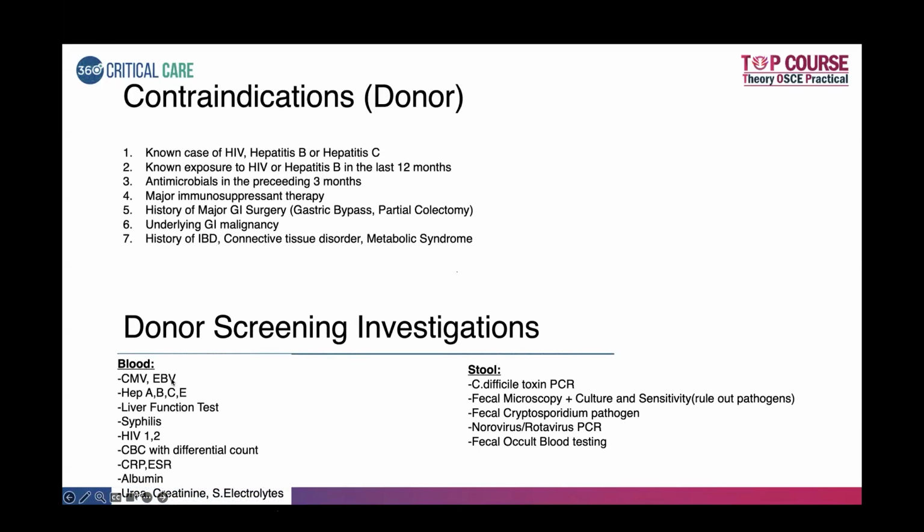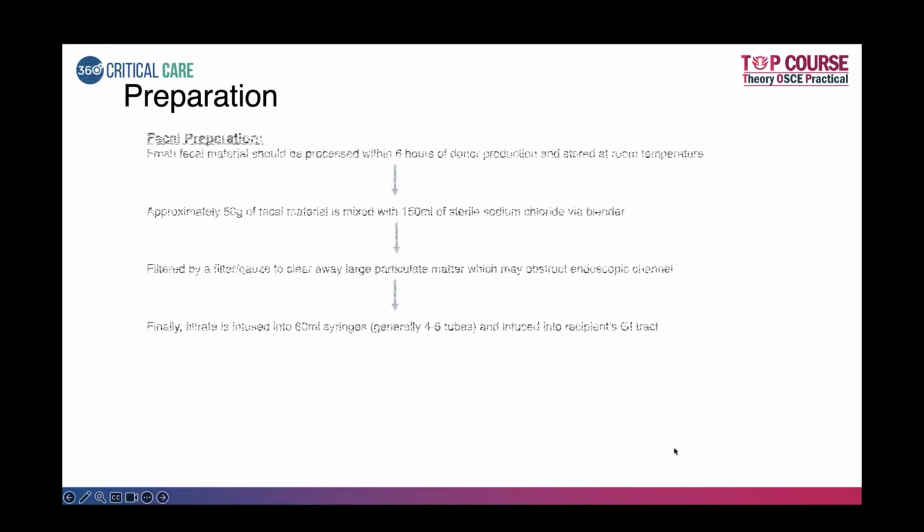The donor screening investigations: you need to look for CMV or Epstein-Barr, hepatitis A, B, C, E, LFT, syphilis workup, HIV 1 and 2, complete blood count with differentials, inflammatory markers like CRP and ESR, albumin, urea, creatinine, and electrolytes. In the stool, you need to do C. diff toxin PCR, fecal microscopy and culture and sensitivity to rule out pathogens, fecal cryptosporidium, norovirus or rotavirus PCR, and fecal occult blood testing.